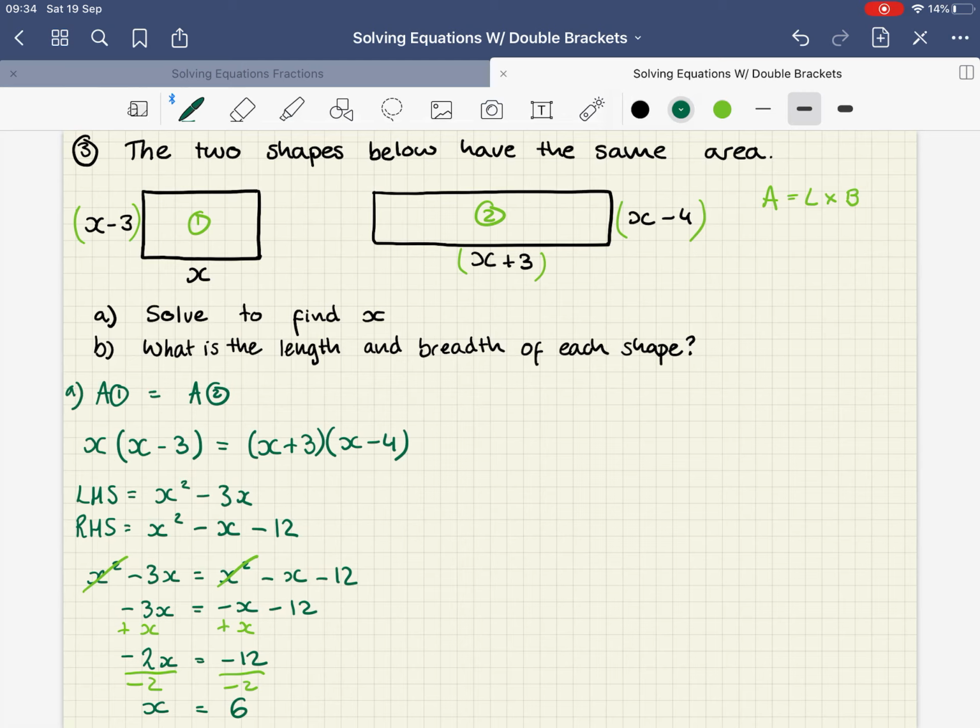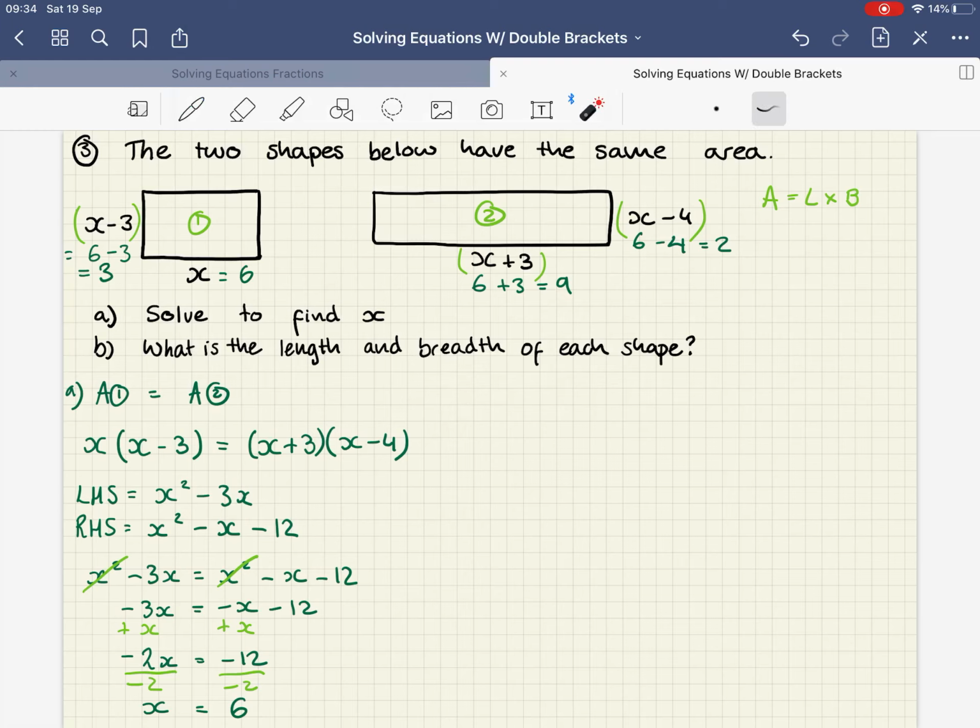Then part B asks, what is the length and breadth of each shape? All I need to do is take this x equals 6 and substitute it into all my lengths. So here, in the first one, I've got 6 minus 3. And this side is just 6. Here I've got 6 plus 3, which is just going to be 9. And now I've got 6 minus 4, which is 2. And I made a mistake earlier. 6 minus 3 is not 2, it is 3. And that's that question done.